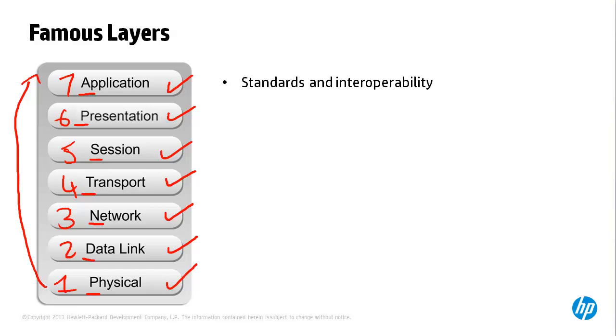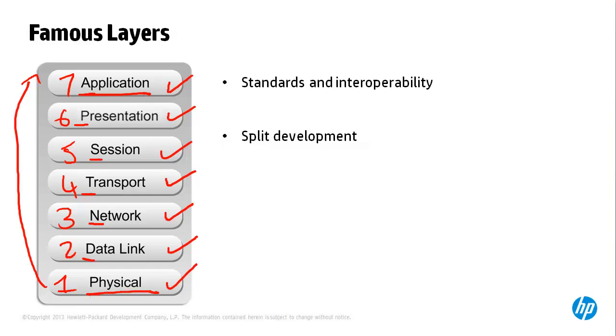HP are committed to open standards. Another advantage is split development. An application developer, as an example, writing an application like Microsoft Word doesn't need to understand the details of IP routing and networking, which are at the lower layers of the OSI model. An application developer will be concentrating on layer 7.